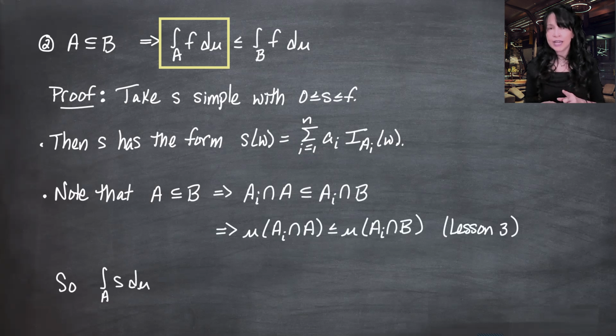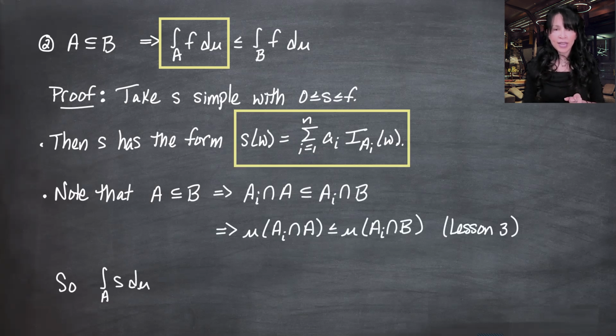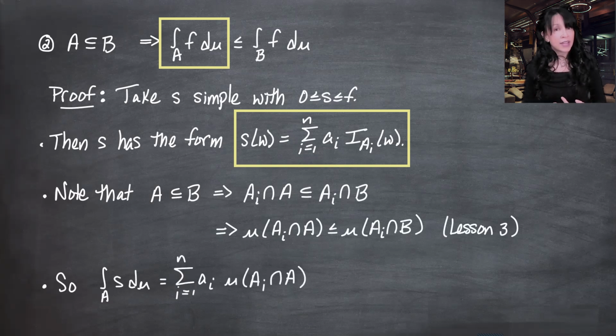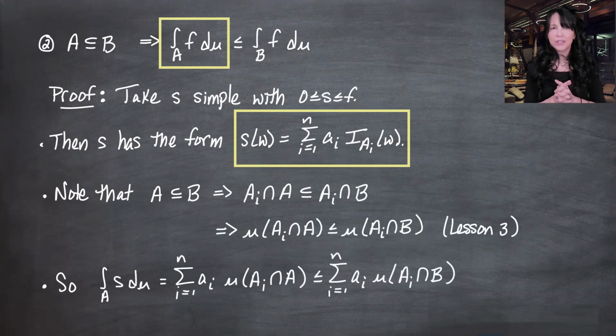Because S is simple and has this form, if we're integrating over A, we've already talked about how that means that the integral is going to be, for this simple S, the sum as i goes from 1 to n of little a_i times the mu measure of capital A_i intersected with A. Now we just said that this term here is less than or equal to mu of A_i intersected with B, so I'm going to write this inequality out. This whole thing is less than or equal to the sum as i goes from 1 to n of little a_i times mu of capital A_i intersected with B. And this is precisely how we define the integral of s d mu over B.